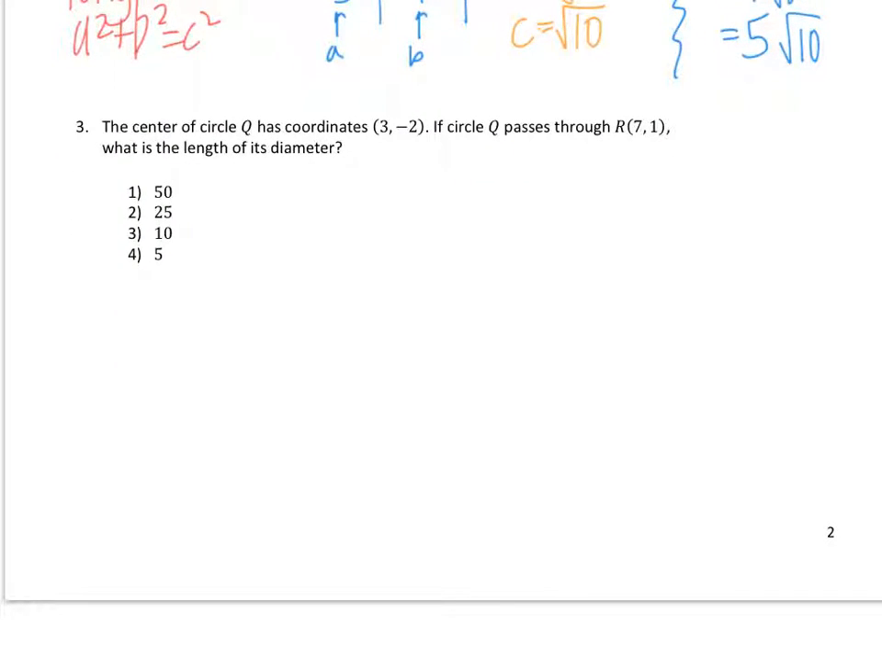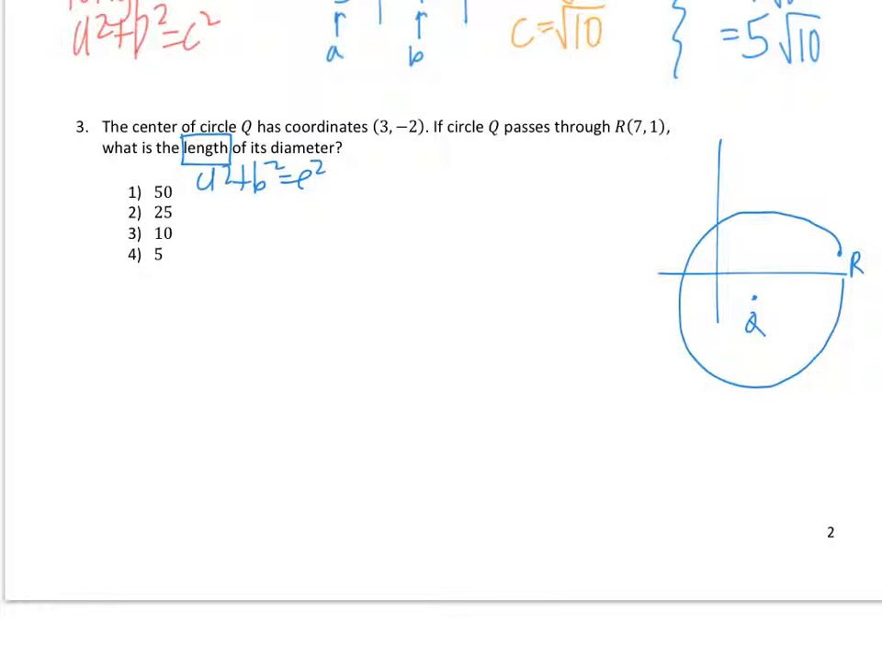Number 3, again, Common Core question that says that we have a center of circle Q has the coordinates of 3, negative 2. If circle Q passes through R, 7, 1, what is the length of the diameter? So length, again, a squared plus b squared equals c squared. I'm going to just sketch this for you so you can get an idea of what it's telling us. We have Q at 3, negative 2, and R at 7, 1. And this is a circle around Q.